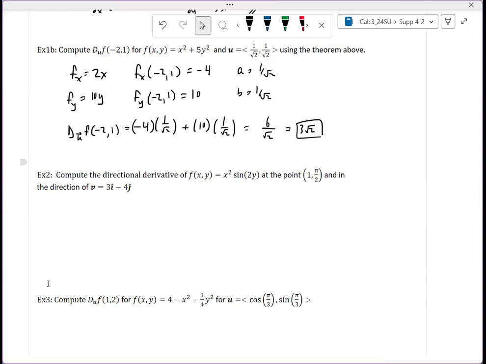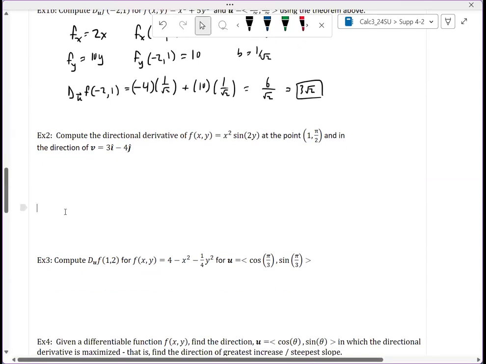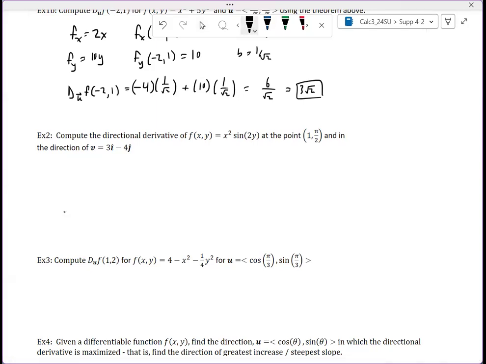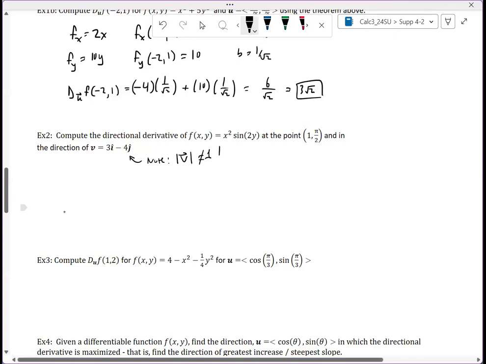So let's work through a couple more example problems just computing directional derivatives. Example 2: compute the directional derivative of f of x, y equals x squared sine of 2y at the point 1 comma pi over 2, and in the direction of v equals 3i minus 4j. Now something we want to make sure that we know here, length v is not 1.